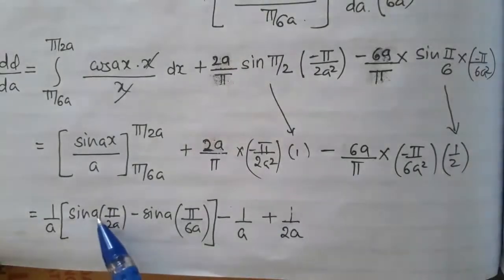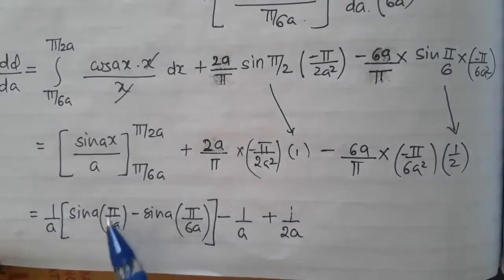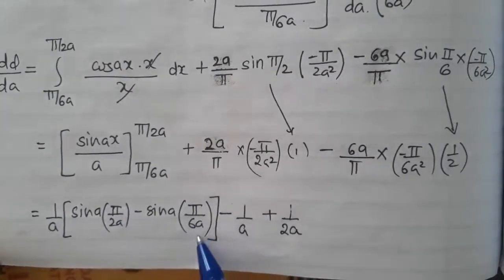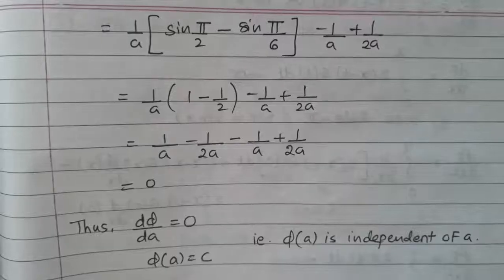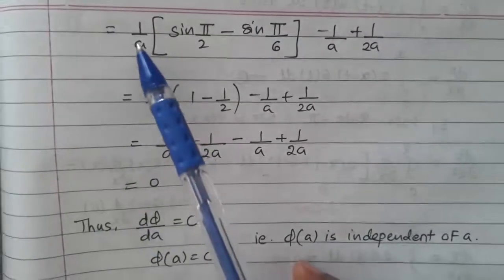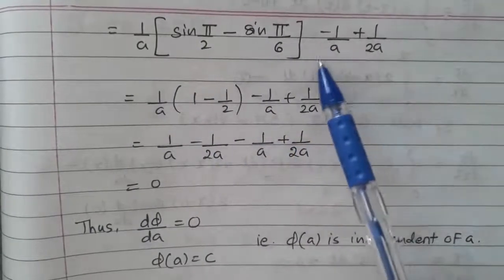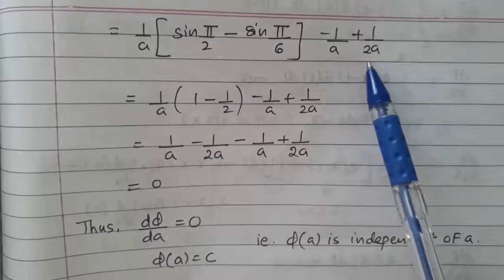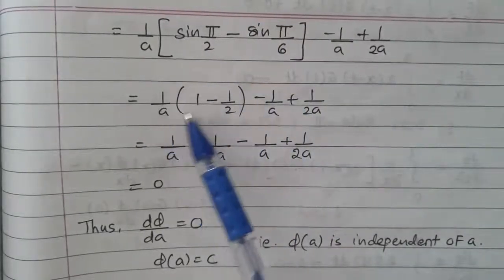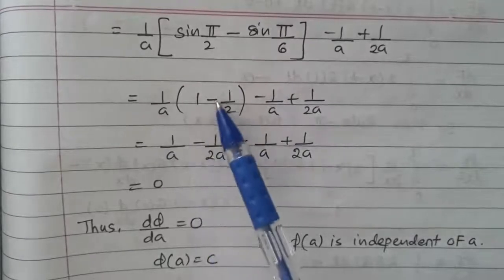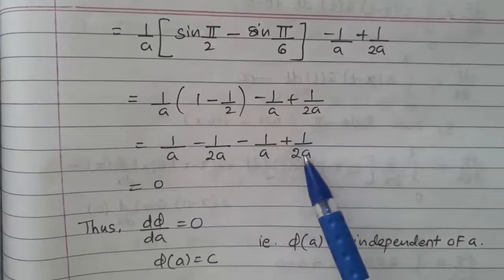Now you can cancel a from here and a from here, so sin(π/2) and sin(π/6) is left. Use the proper values of this angle. So this is equal to (1/a)[sin(π/2) − sin(π/6)] − 1/a + 1/2a. Put the proper values here, multiply by 1/a into 1, minus 1/2 into 1/a, minus 1/a plus 1/a.